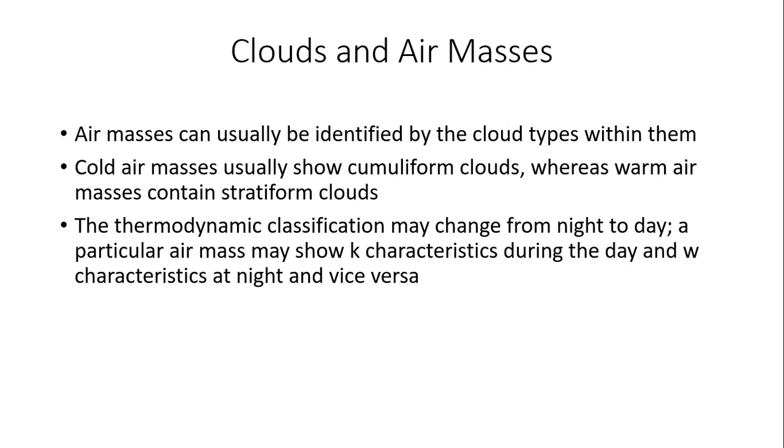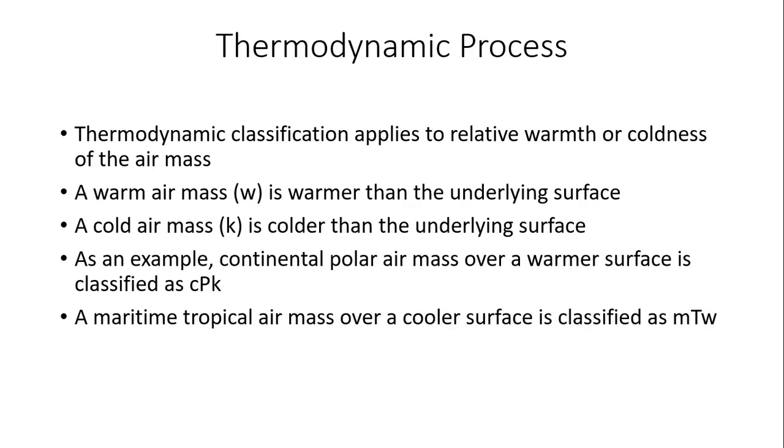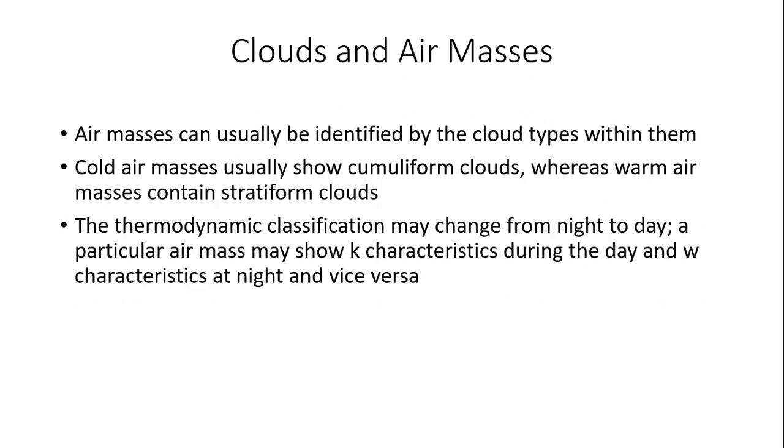For example, colder air masses are usually going to show more of the cumulus clouds, or those puffy clouds, whereas warm air masses are usually going to contain the stratus clouds, the very layered-like clouds. Now, the thermodynamic classification, which we just talked about, whether the air mass is warmer or colder than the underlying surface, W versus K, may change between night and day. A particular air mass may show these K characteristics during the day, and then these W characteristics at night, and vice versa.